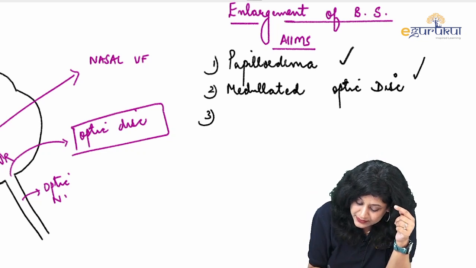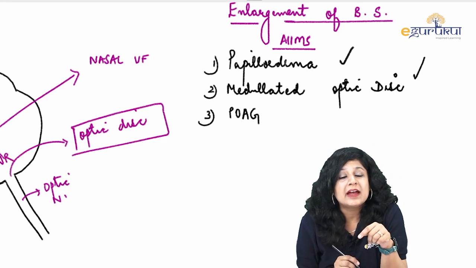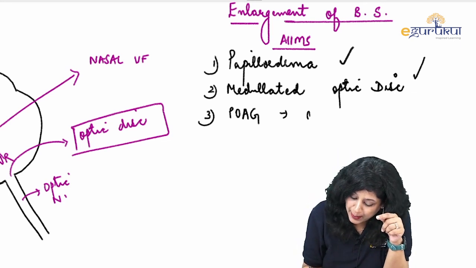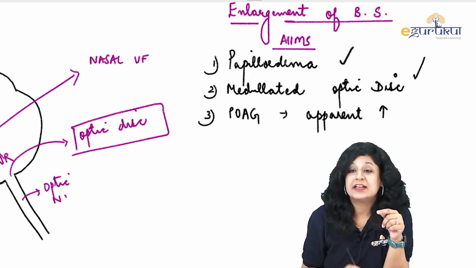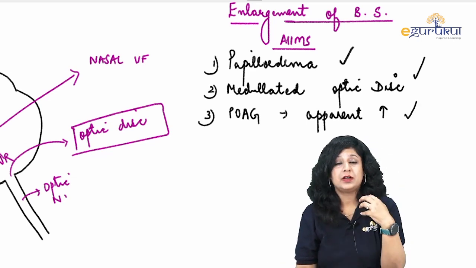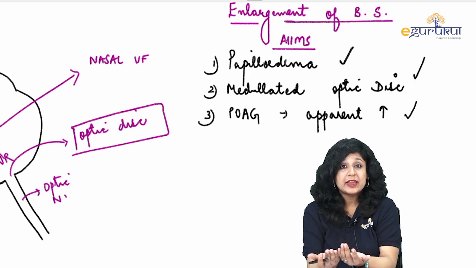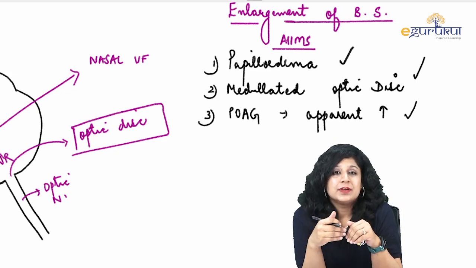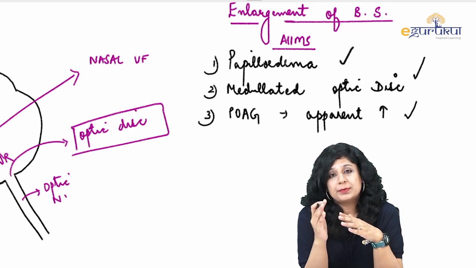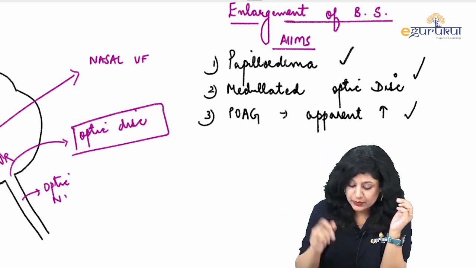Number 3 was open angle glaucoma. Now in open angle glaucoma, there is an apparent increase in the size of the blind spot, not a real increase. It gives an impression, due to the increased size of the cup, that there is enlargement of the optic disc, which will lead to the increase in the size of the blind spot.